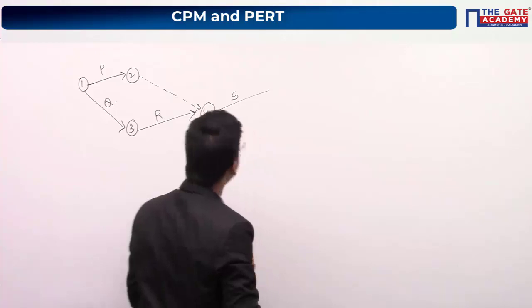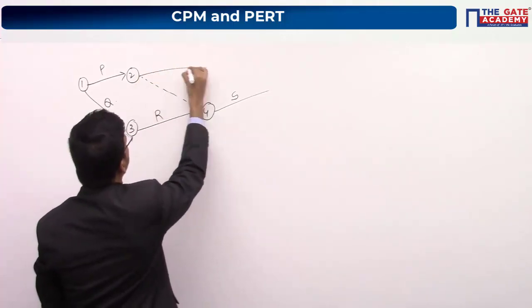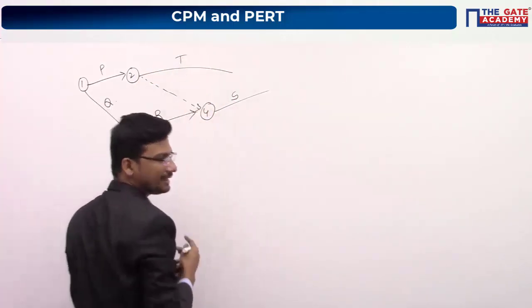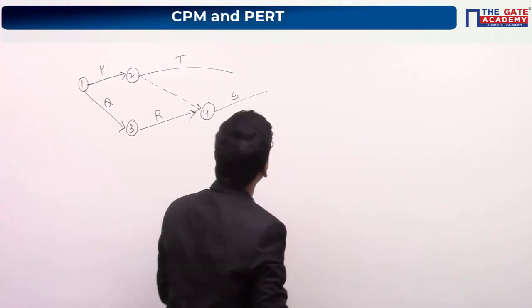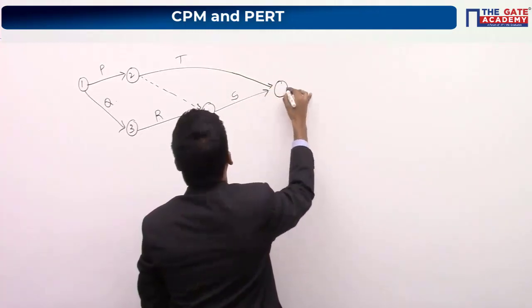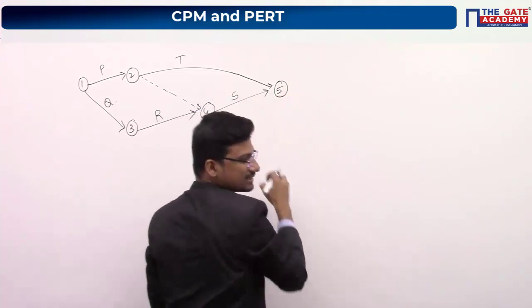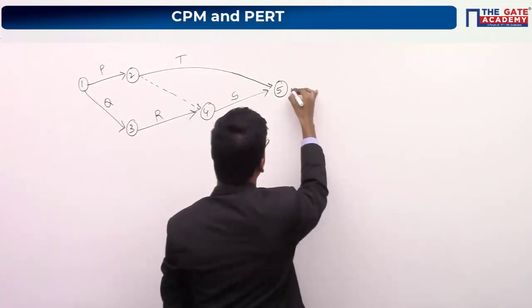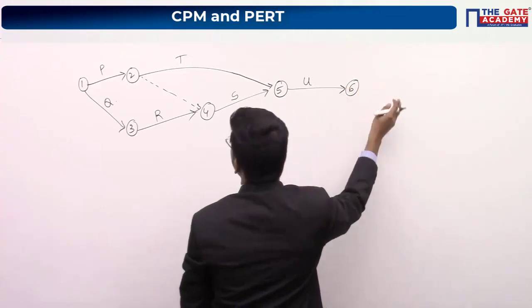Then after completing P, I have to start T. So after completing P, I am starting activity T. And after completing S and T, join S and T at a single node. Let us say this is 5. After completing S and T, you have to start U. Let us say this is 6.